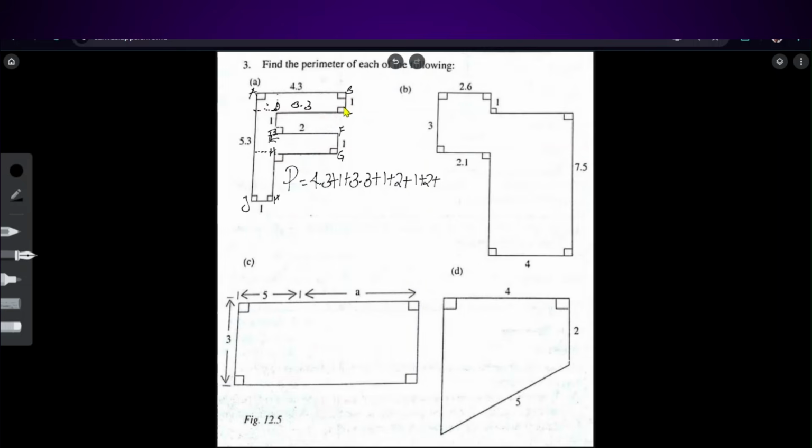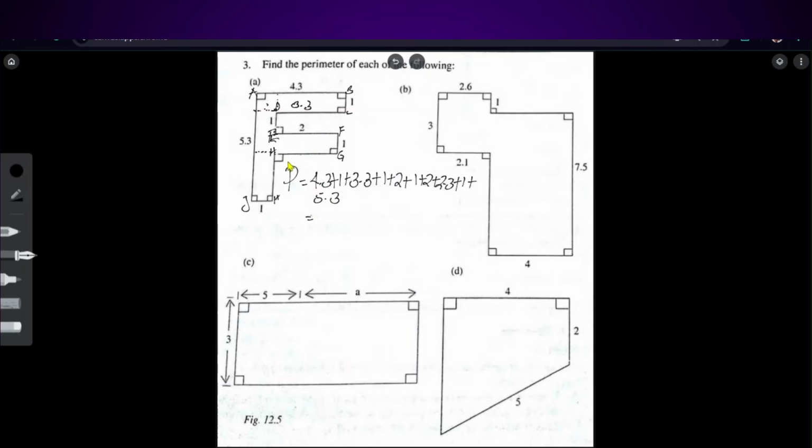So 1 centimeter plus 1, that is 2, plus another one, that is 3. So if I take 3 and subtract it from the whole of this distance, 5.3, I get 2.3. Then I add this distance, which is 1. Then I add the distance from J to A, which is 5.3.